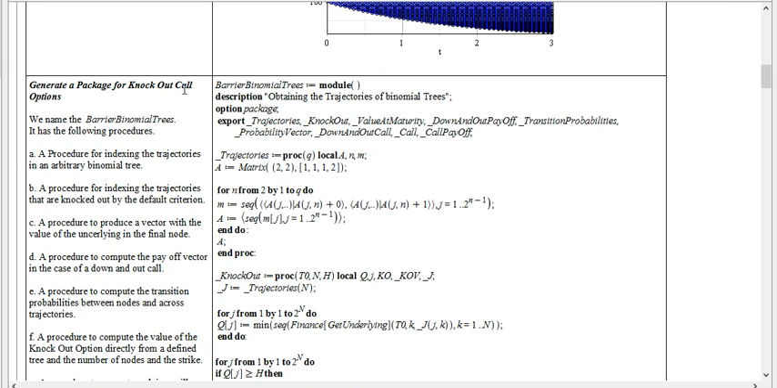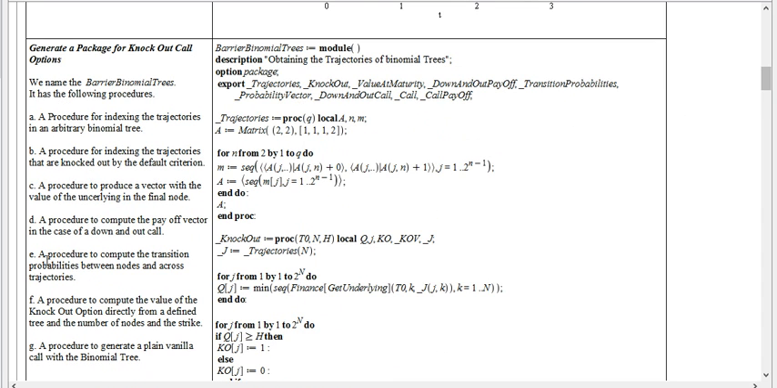The package has several commands. Here we have 7 commands, one procedure for indexing trajectories. This is key because we will have to have first an inventory of all the trajectories. Then in point B, we will separate those trajectories that have hit the barrier from those that are above the barrier before time to maturity.